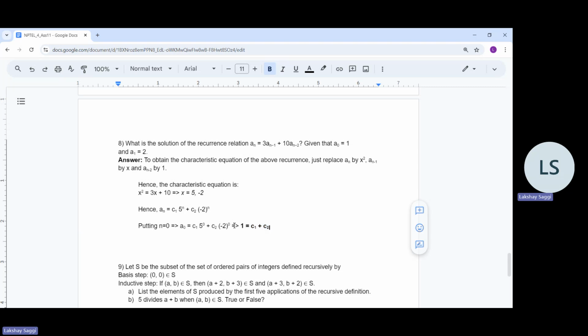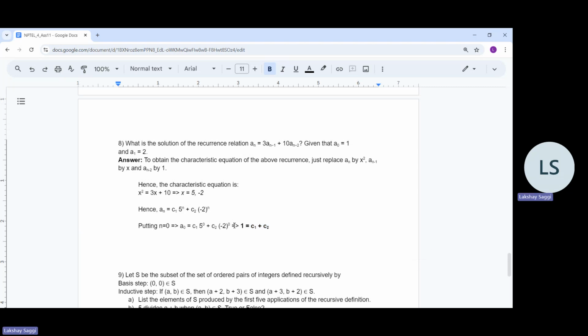So this is the first equation which we obtained. And now the second equation will be obtained by putting n equals 1. Putting n equals 1, what do we get? We get that A1 is equal to, again, maybe I should copy this and put n equal to 1. So A1 will be nothing but C1 times 5 raised to the power 1 plus C2 times minus 2 raised to the power 1. And from this, we get that A1 will be nothing but 2.